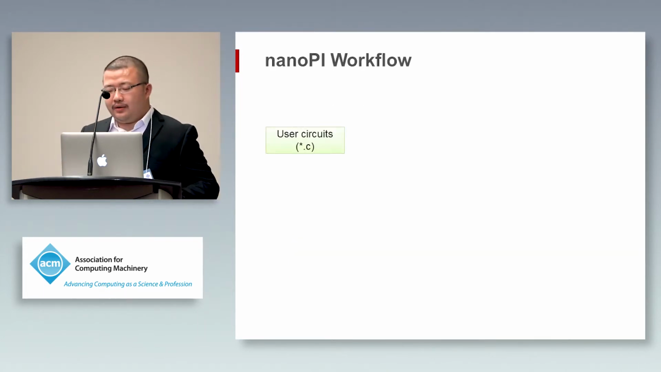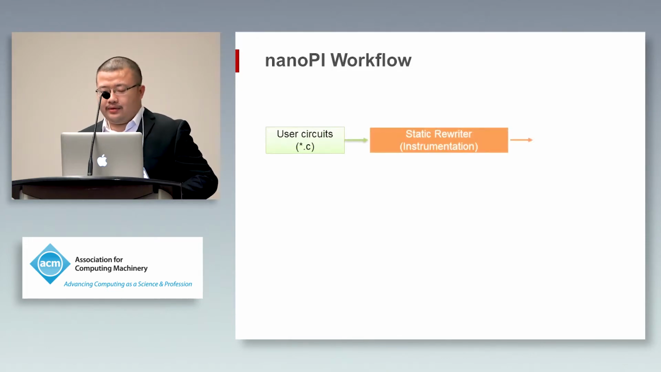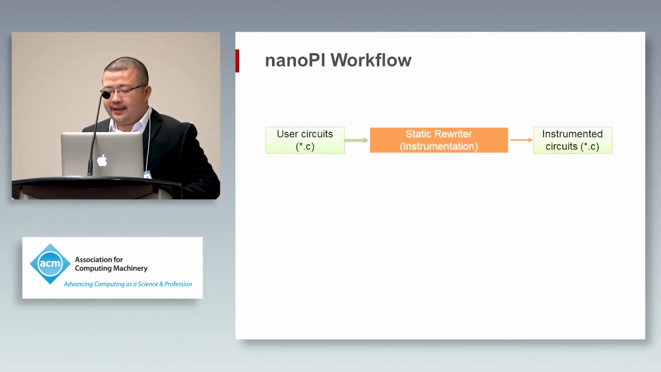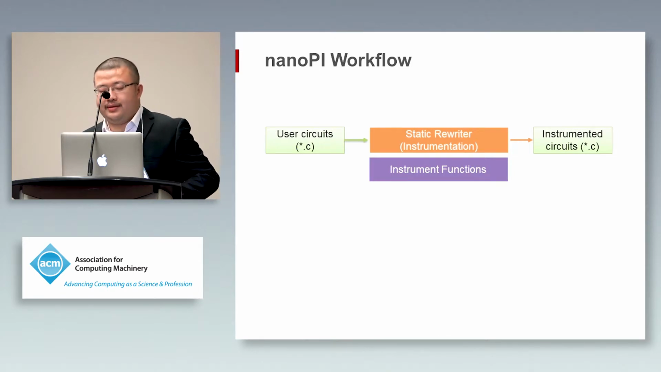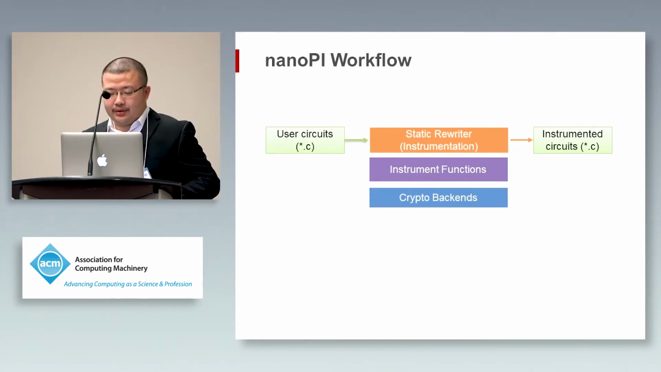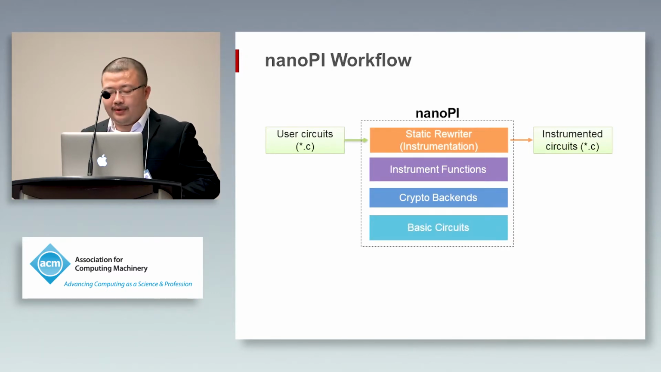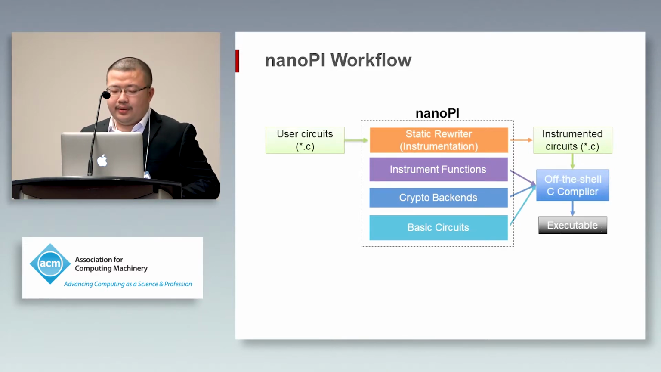This is our workflow. The user specifies the application using the C-like language we defined. nanoPI will use a static rewriter to add instrumentation and to produce instrumented code. We also provide instrument functions to help the execution, crypto backends to run the underlying WK protocol, and some basic circuits like fixed-point arithmetic. We feed all these components to an off-the-shelf compiler to generate the executable.